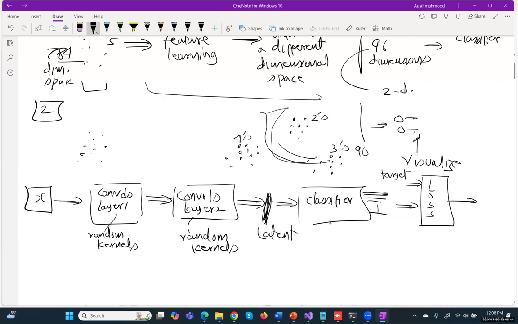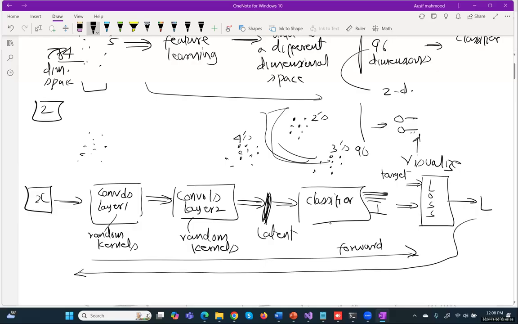Okay. And so we will do a forward pass, compute the loss, and then what will we do? We'll try to reduce the loss by going backwards and adjusting weights and biases, correct? So that next time the loss becomes better, correct? This is the general idea.